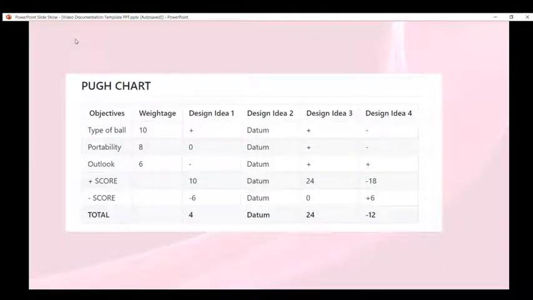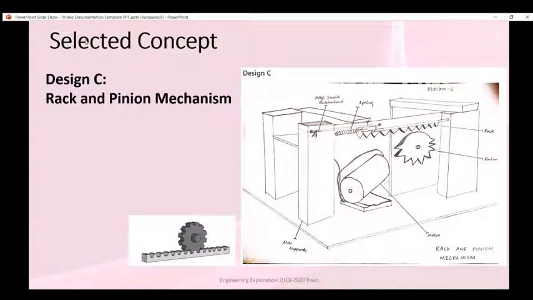Before selecting the model to be designed, we considered the Pugh chart. So what is a Pugh chart? A Pugh chart basically gives an idea to rank the multidimensional options of a particular design. After rating each design, we came to a conclusion that design 3, which uses the rack and pinion mechanism, is the best design. Based on the ratings of the Pugh chart, this is the design we have selected for the model, that is the fetch launcher. And this design works on the basis of the rack and pinion mechanism.